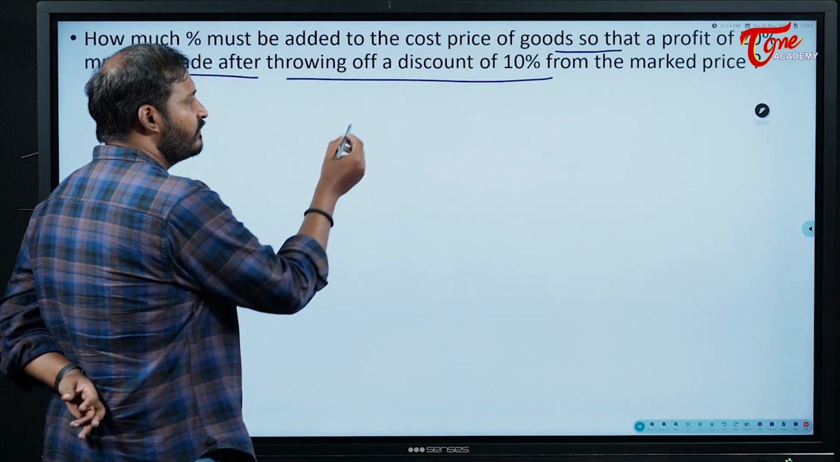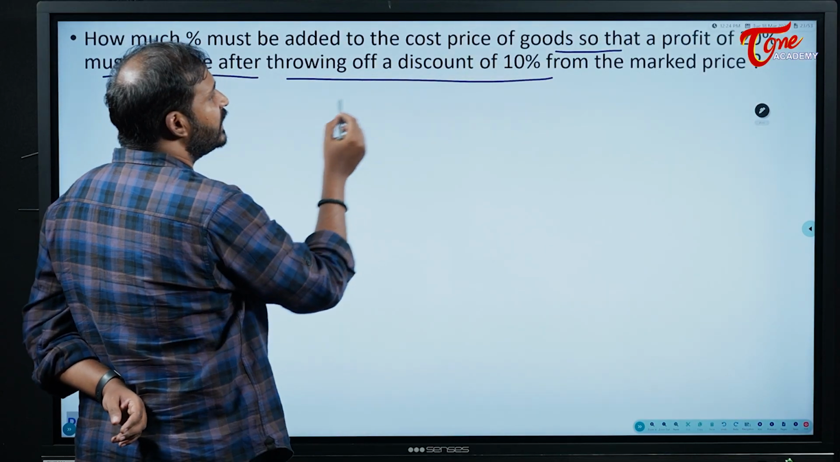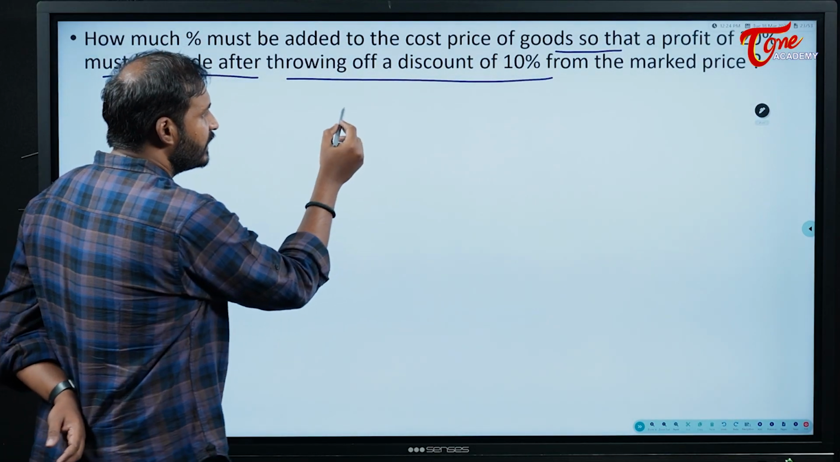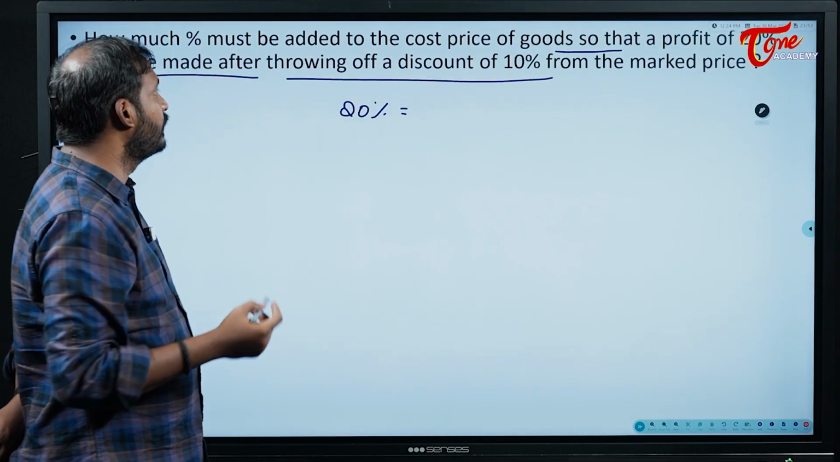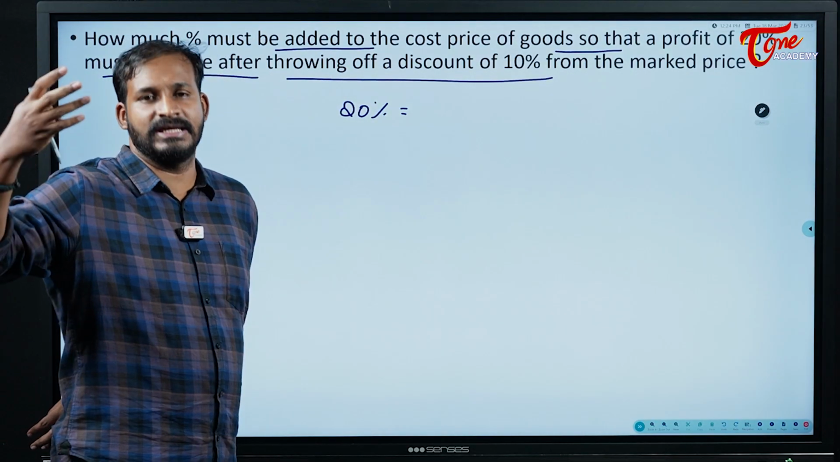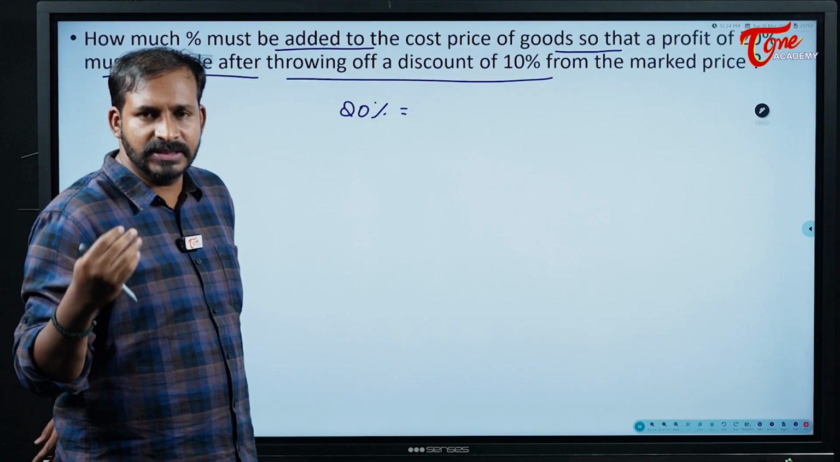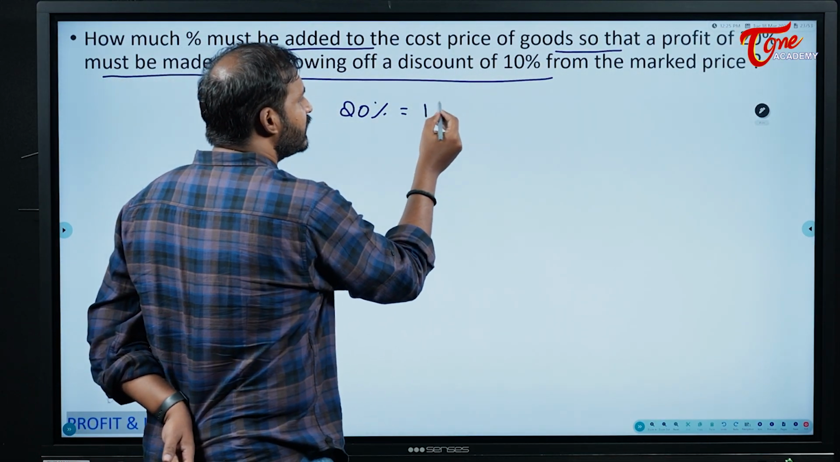So the same thing, just now we have seen. In this case, it is a profit of what? You should get a profit of 20%. So 20% is equal to how much he should mark up? We don't know. How much should be added to the cost price? That is nothing but marking up the price. Added to the cost price means nothing but he should mark up the price. We don't know, for time being we will take M only.